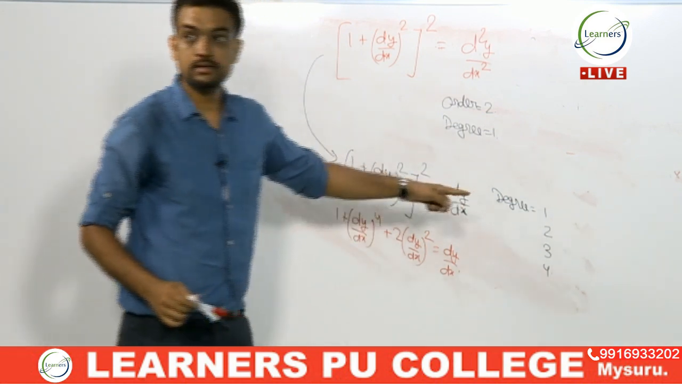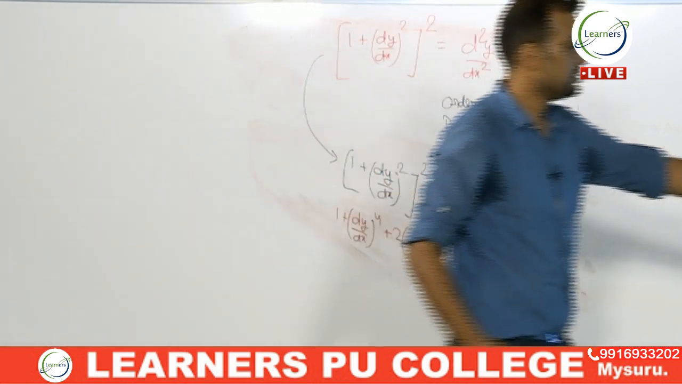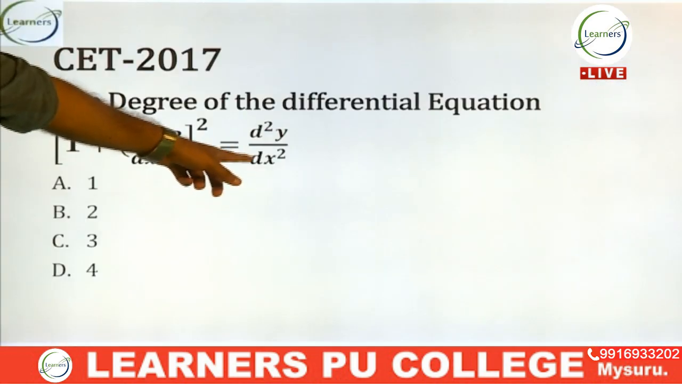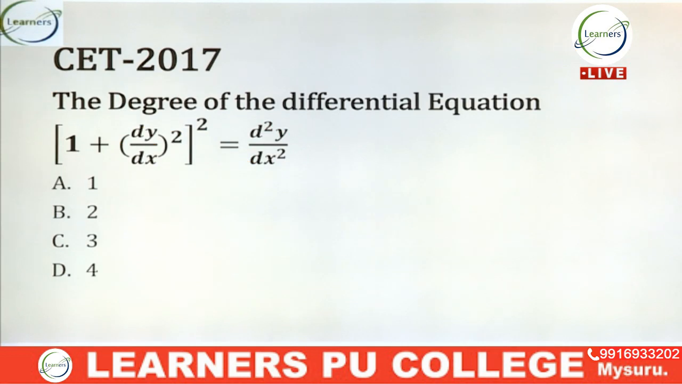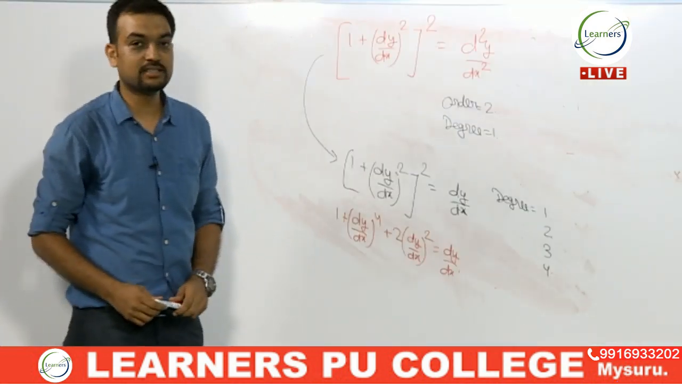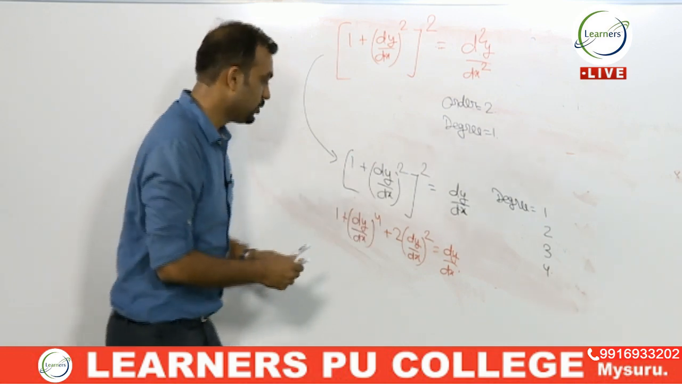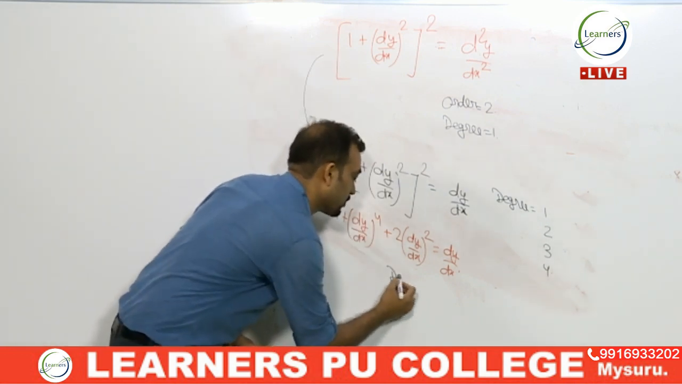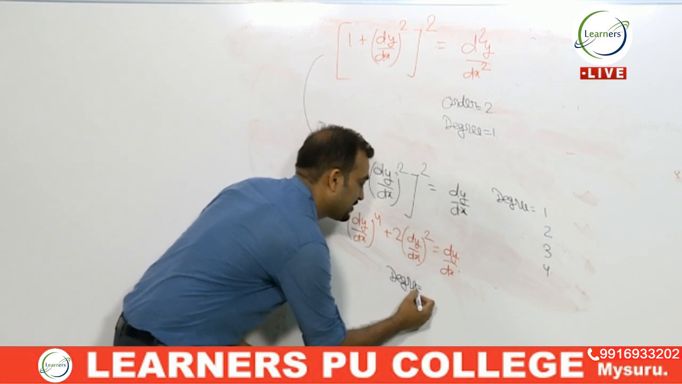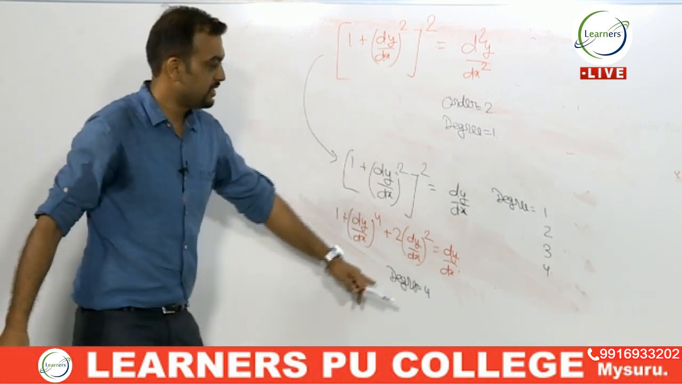Yes, sir. This side? No, it is d square. No, I have changed the problem now. So 1 plus (dy upon dx) power 4 plus 2 (dy upon dx) square is equal to dy dx. Okay, so now if I'm asking you, degree is equal to 4. I have slightly changed the problem, so that's why degree is 4.